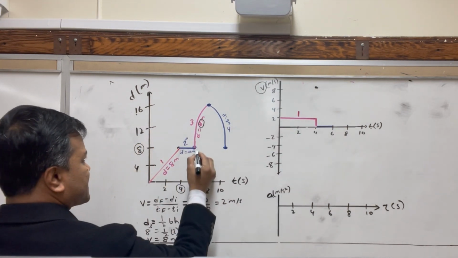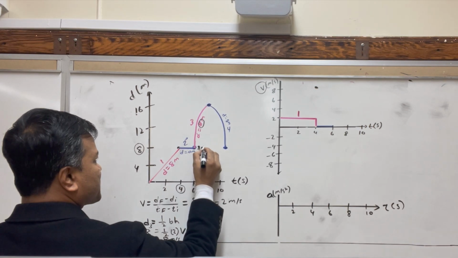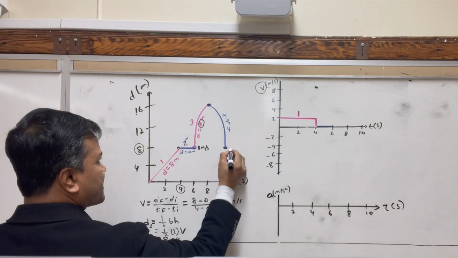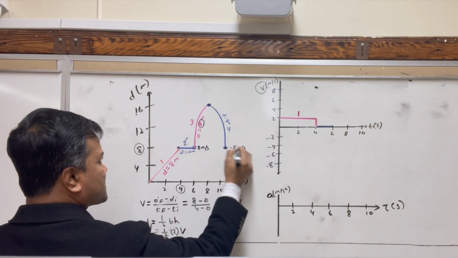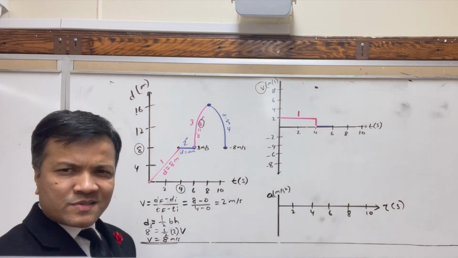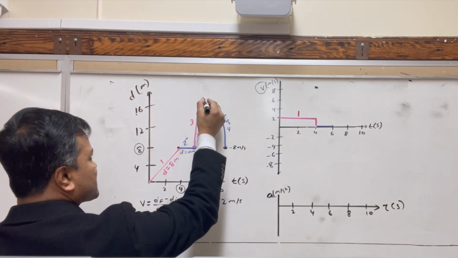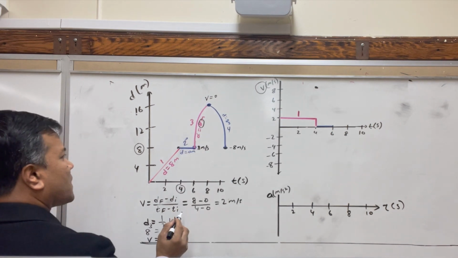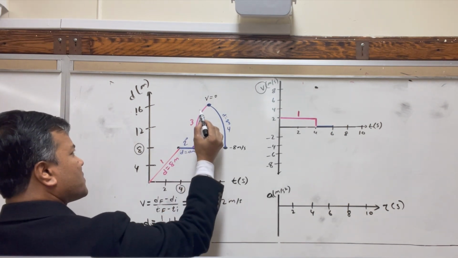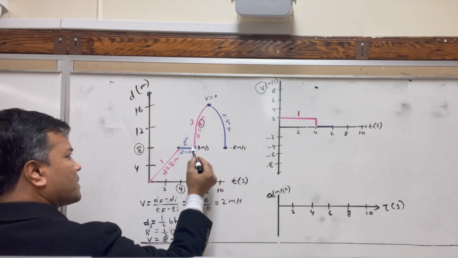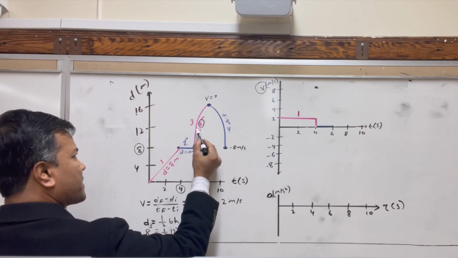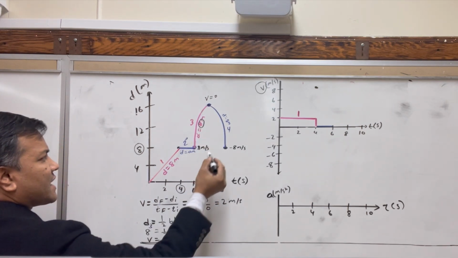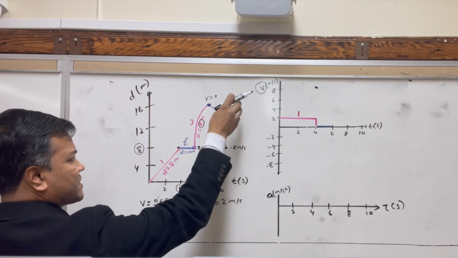If this velocity is 8 meters per second, then this velocity right here is negative 8 meters per second, because this is a parabola and a parabola is symmetric. And this velocity is of course 0. Why is that? Because the velocity is positive, the acceleration is negative. So velocity is decreasing from 8 to become 0.